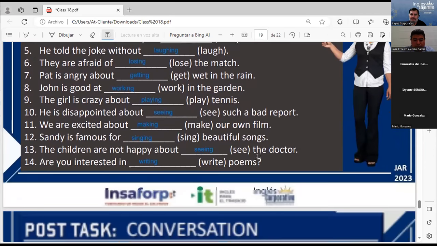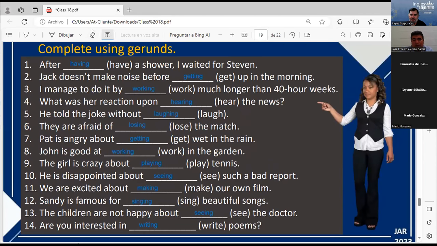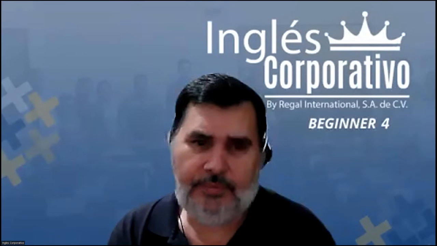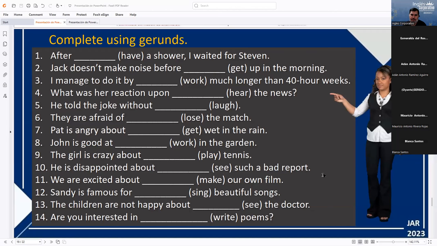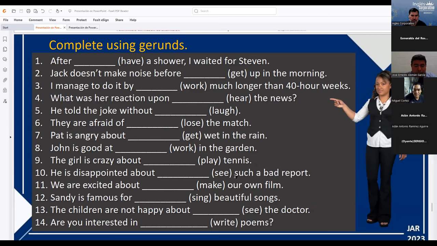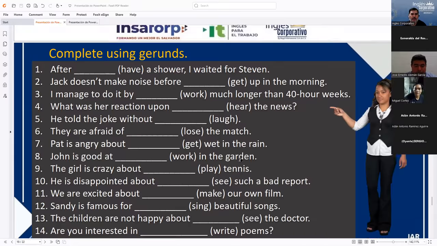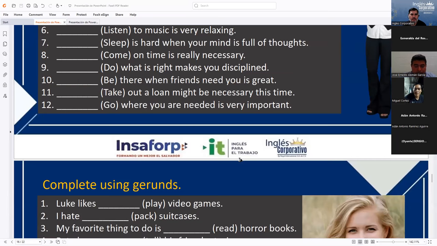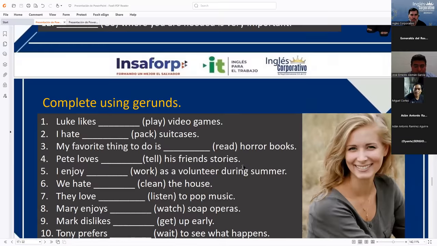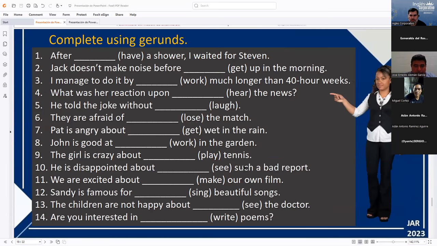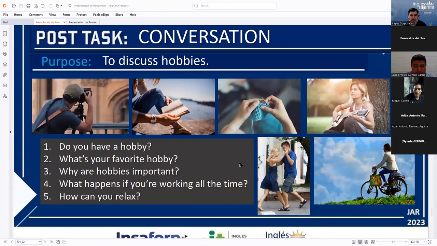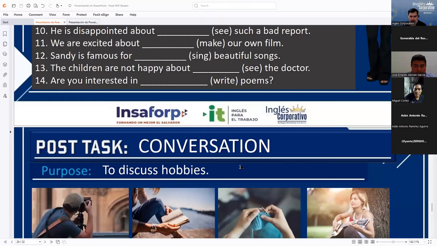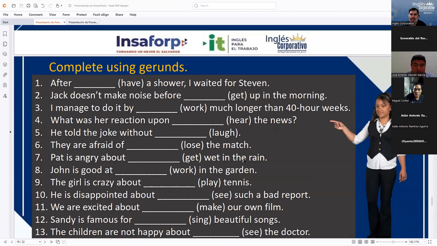Let's go to the main session. Thank you. Excellent. About these ones, no time. But we did as much as we could.